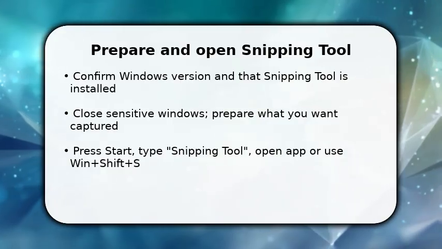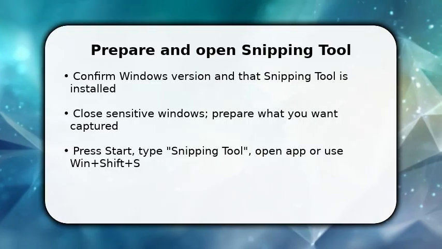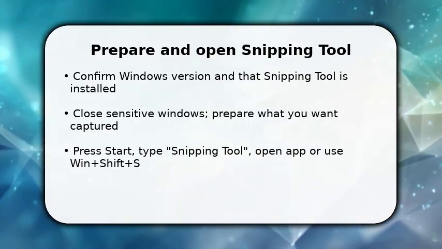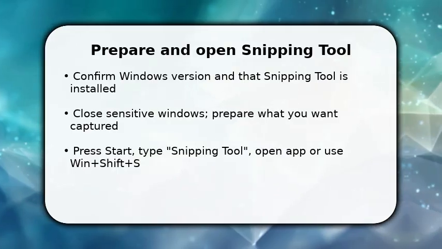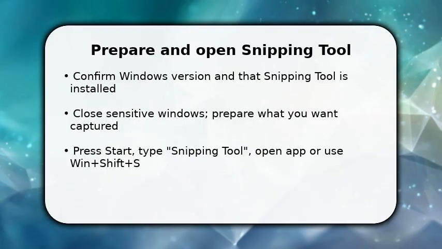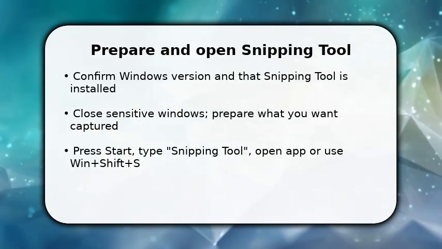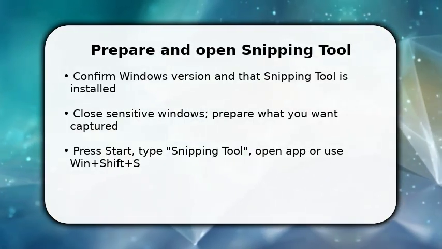You begin by launching the Snipping Tool. Open it now so you can act immediately. First, make sure the window or content you need is visible and arranged. Move overlays out of the way. Once done, you Start or press Win plus Shift plus S to summon capture modes quickly.